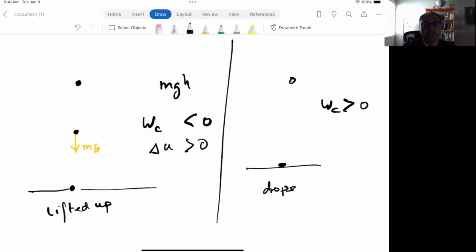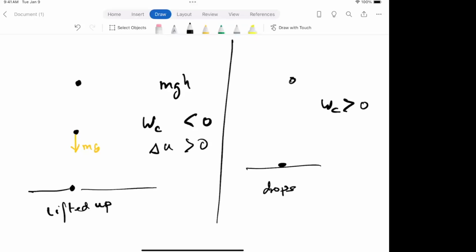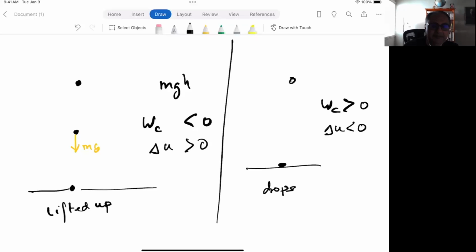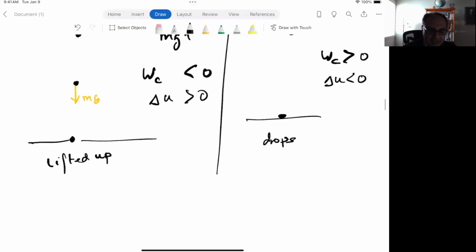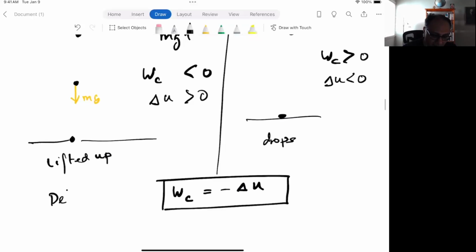And what about the change of potential energy? Did potential energy increase or decrease when it fell? Decrease, exactly. So delta U is negative. That makes sense? So again, you can see the same thing, that there is a relative negative sign between the work done by the conservative force and the change of potential energy. W_C is equal to minus delta U. This formula is actually the formal definition of potential energy.